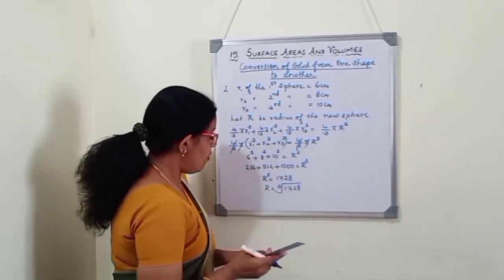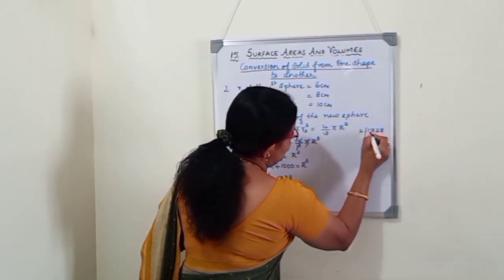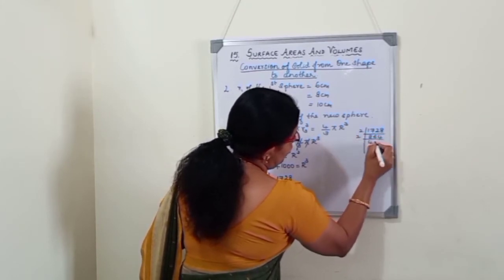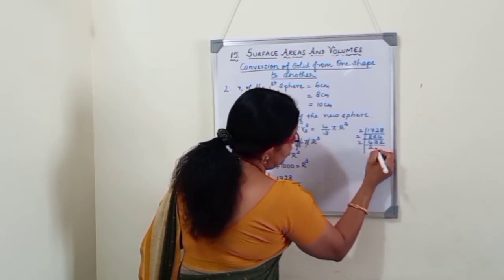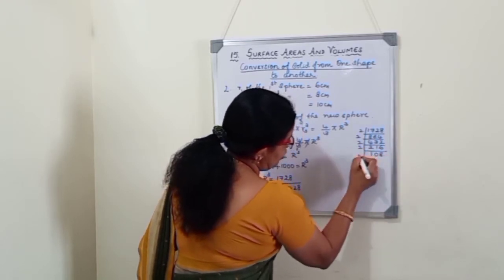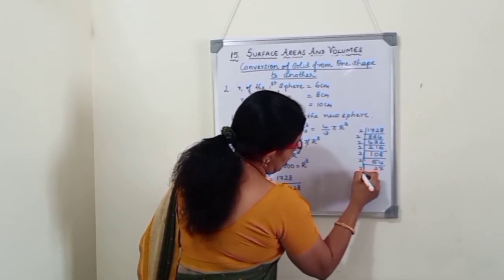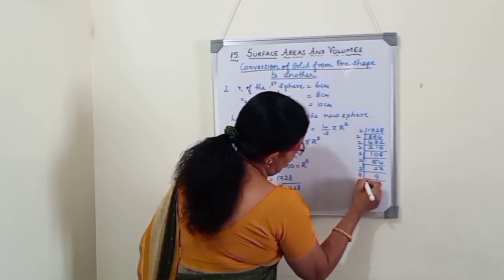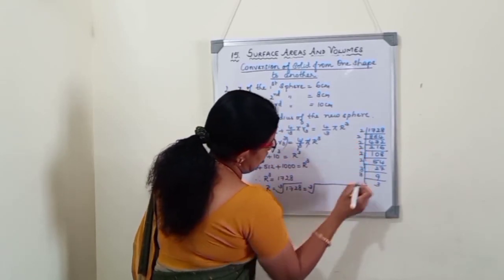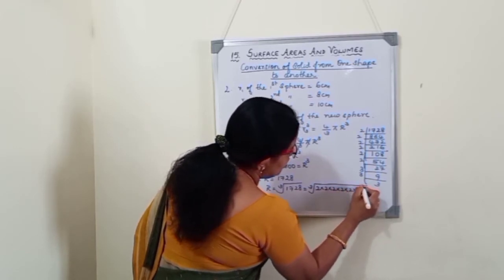To find the cube root, we will do the factorization. 1728, we'll factorize it by 2. 2 8s are 16, 2 6s are 12, 2 4s are 8. Again 2, 4, 3, 2. Again 2. 2 1s are 2, 2 6s are 12, 2 1s are 2, 0, 8. 108, 2 54s are 108, 2 216. Again 2 54, again 2 27, 3 9, again 3, 3 3s are 9. So we are getting the cube root of six 2s and three 3s.